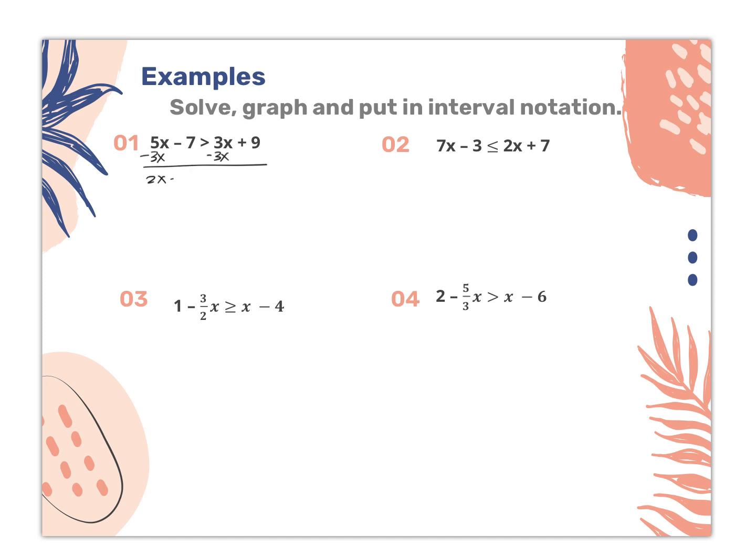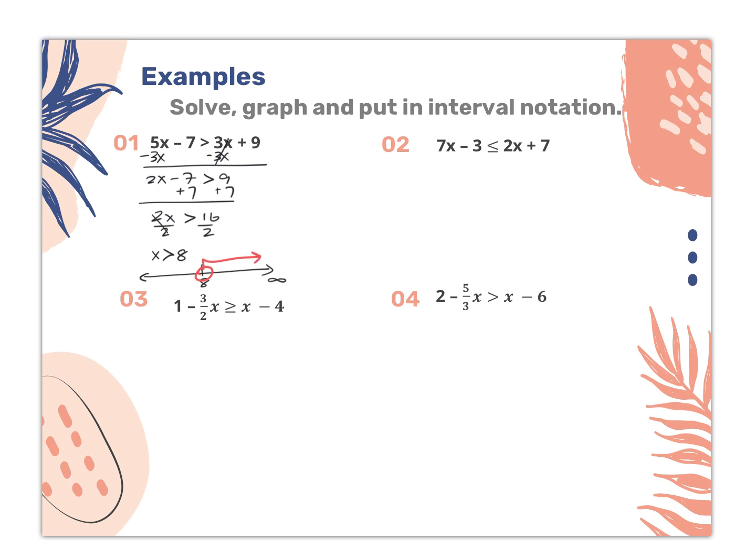So I'm going to start by subtracting 3x from both sides. I'm going to get 2x minus 7 is greater than 9. I'll add 7 to both sides. 2x is greater than 16, and I'll divide by 2, and I'll get that x is greater than 8. So obviously on a number line here, here's 8, here's infinity, and if x is greater than 8, then I know that it's an open circle here, and it goes this way.